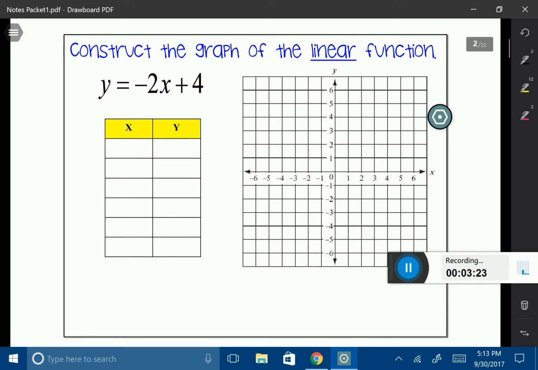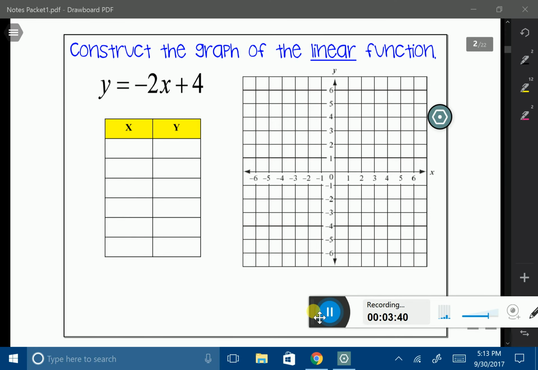All right, the directions say construct the graph of a linear function. So this year, Algebra 1 is broken down into different functions. Some are linear and some are not linear. And we're going to be focusing most of the year on linear. So let me show you what a linear equation looks like.